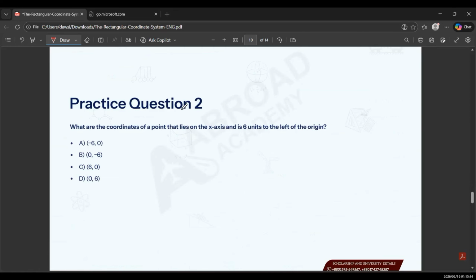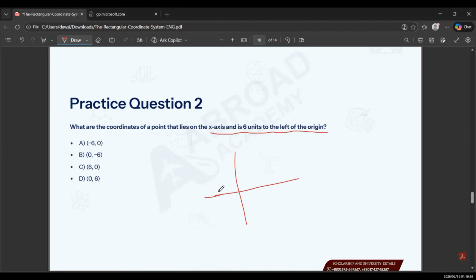Now, here's practice question 2. What are the coordinates of a point that lies on the x-axis and is 6 units to the left of the origin? Okay, from the origin, on the x-axis, and 6 units to the left of the origin. What will be the answer?